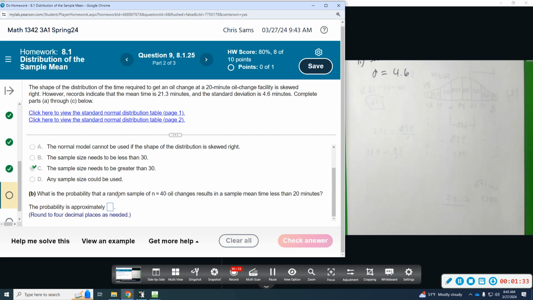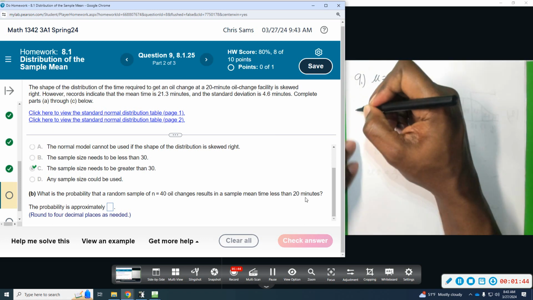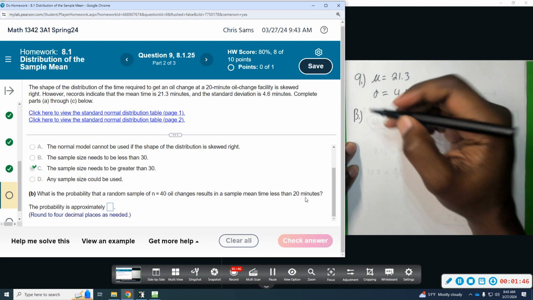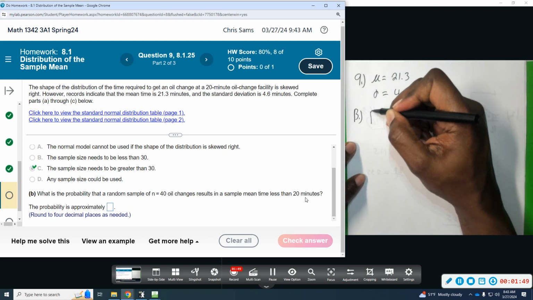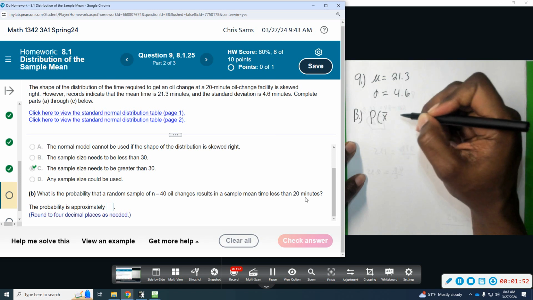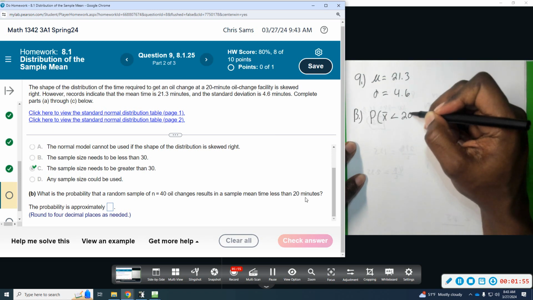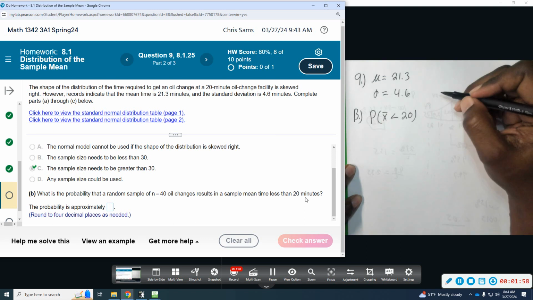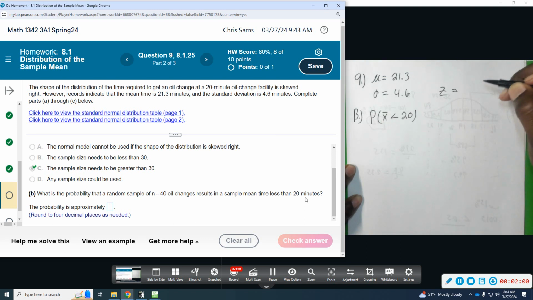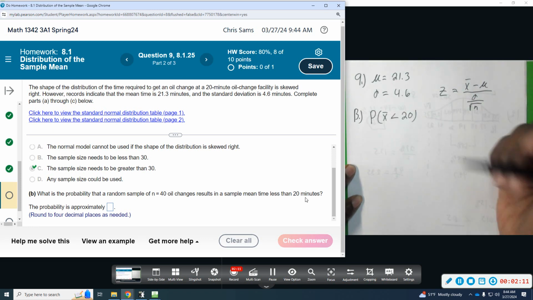What is the probability that a random sample of n equals 40 results in a mean less than 20 minutes? Okay, I'm sorry, I got that off screen. So part B, mean less than 20 minutes. And I'm just going to do this whole thing using the table. So probability that this is going to be less than 20. We're going to apply the mean formula, sigma divided by the square root of n. So I'm going to apply this, and it's going to convert to a z.